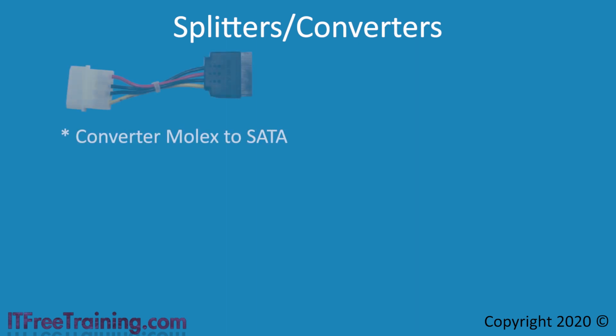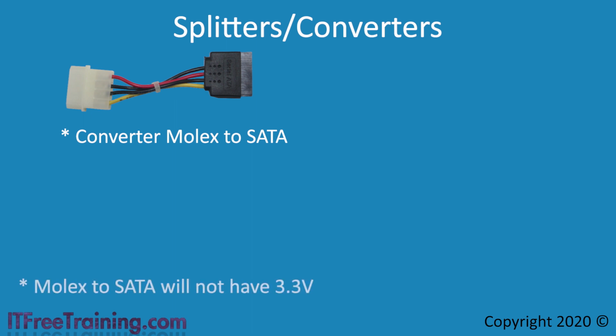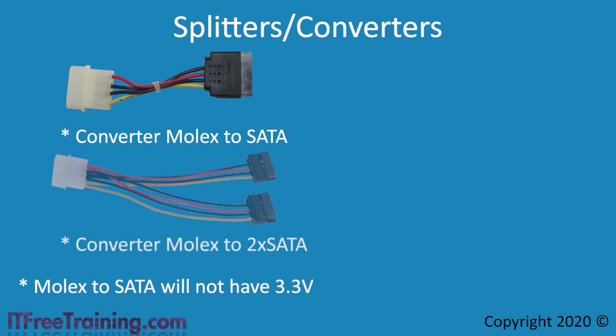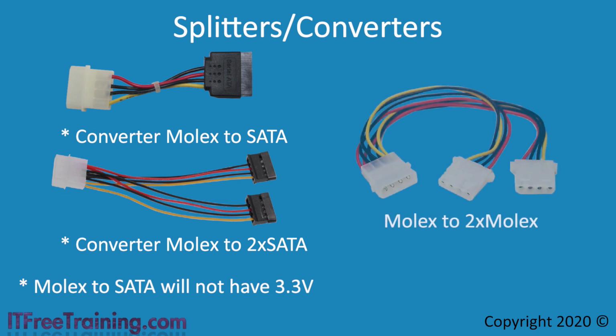For example, there is a Molex to SATA converter. Keep in mind that Molex does not have a 3.3 volt wire, but since most devices on the market do not use 3.3 volts, generally this is not a problem. If you need more connectors, you can use a splitter. For example, split a Molex connector into 2 SATA connectors. You could also split a Molex into 2 Molex connectors. Using a few of these to increase your connectors should not cause any problems.